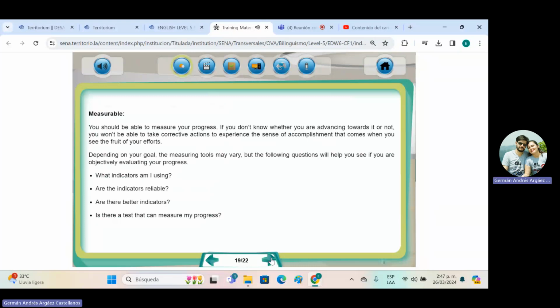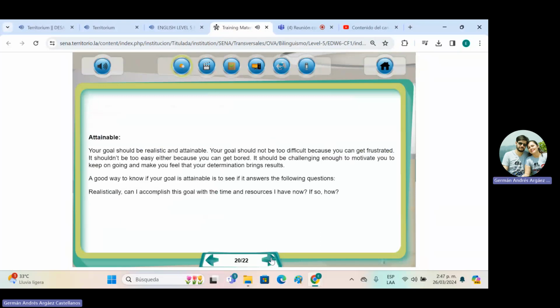Measurable. You should be able to measure your progress. If you don't know whether you're advancing towards it or not, you won't be able to take corrective actions to experience the sense of accomplishment that comes when you see the fruit of your efforts. Depending on your goal, the measuring tools may vary, but the following questions will help you see if you're objectively evaluating your progress. What indicators am I using? Are the indicators reliable? Are there better indicators? Is there a test that can measure my progress?